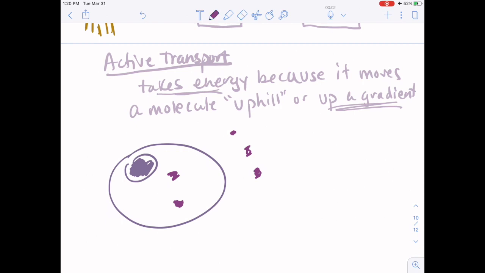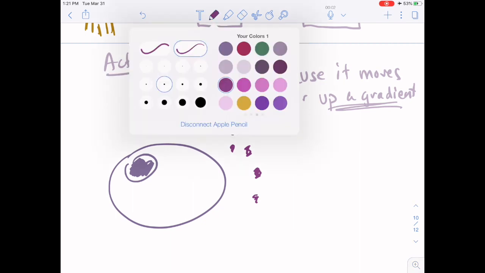How are you going to move this one more out? Wouldn't that make the gradient worse? You know, doesn't one of these want to flow back? So think of it that way. To get waste products out of a cell, sometimes you have to move things against a gradient to get this last one out here, like that. Move that last one out. That sort of thing. So that's active transport.